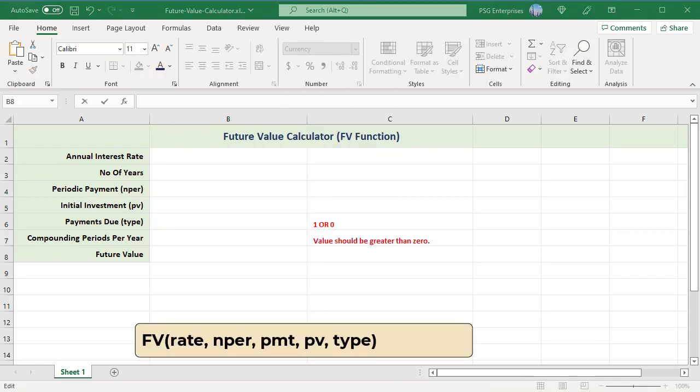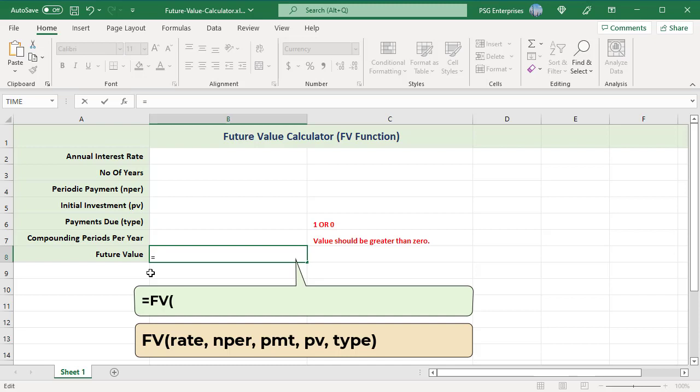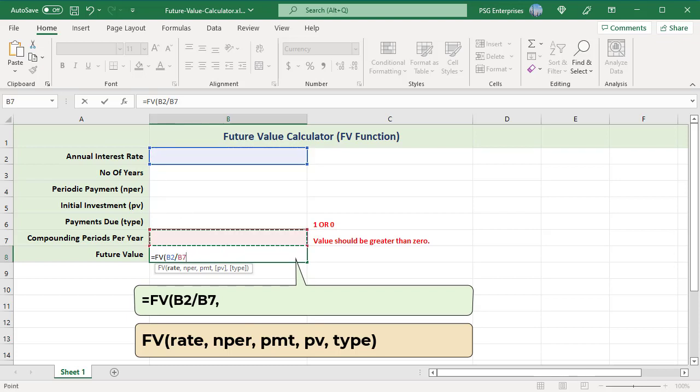Here is the syntax for the FV function. In F8, enter the FV function in its full form. Define the arguments in order. First argument is rate. It's the periodic interest rate. It is B2 by B7, annual interest rate by periods per year. Second argument is nper, total number of payment periods. B3 star B7, number of years multiplied by periods per year.